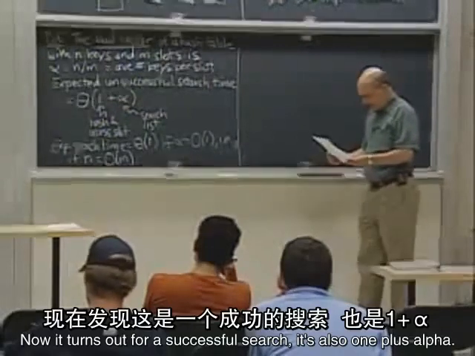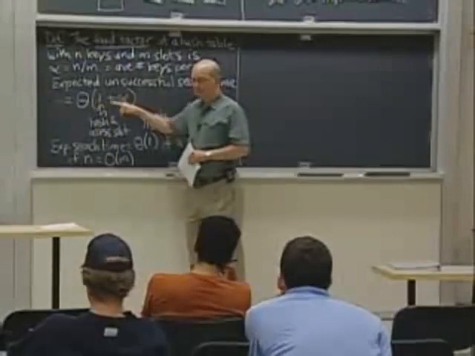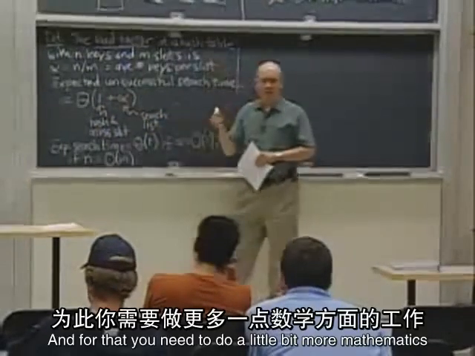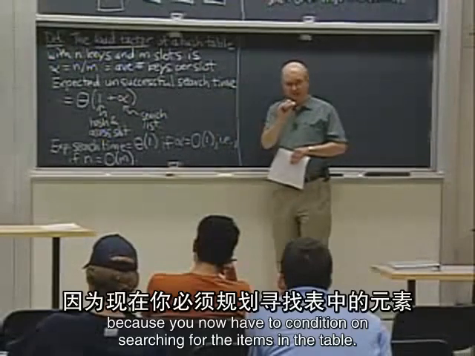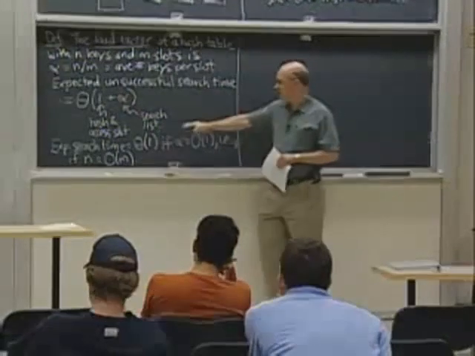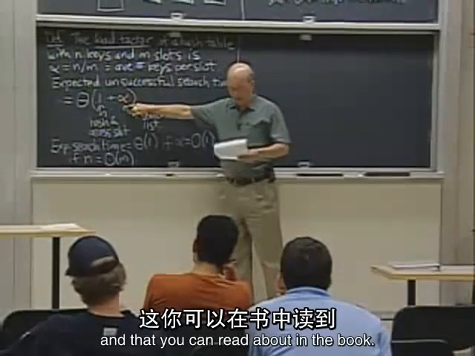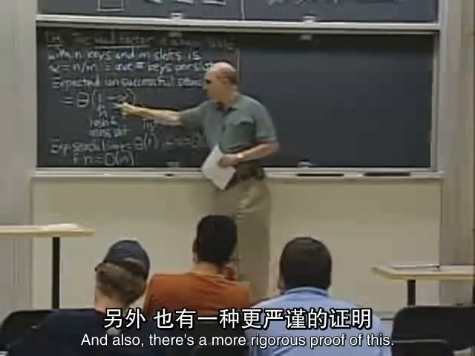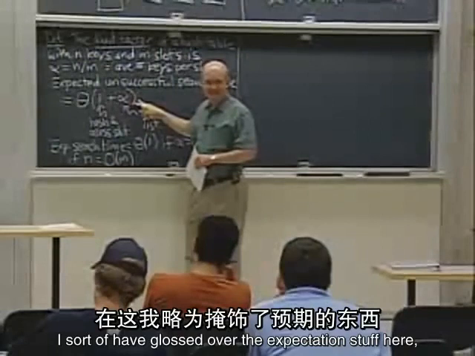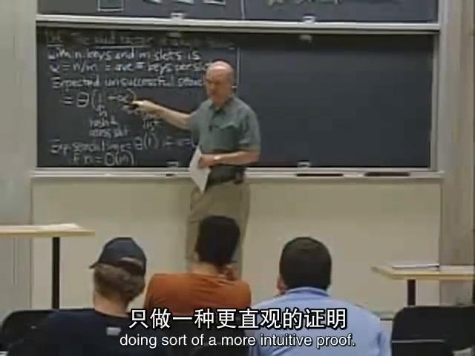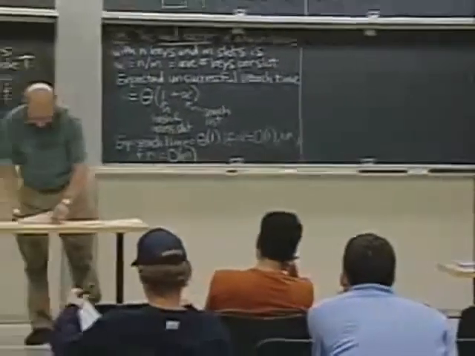Now it turns out for successful search, it's also 1 plus alpha. And for that you need to do a little bit more mathematics because you now have to condition on searching for the items in the table. But it turns out it's also 1 plus alpha, and that you can read about in the book. There's also a more rigorous proof of this. I have sort of glossed over the expectation stuff here, doing a more intuitive proof. So both of those things you should look for in the book.